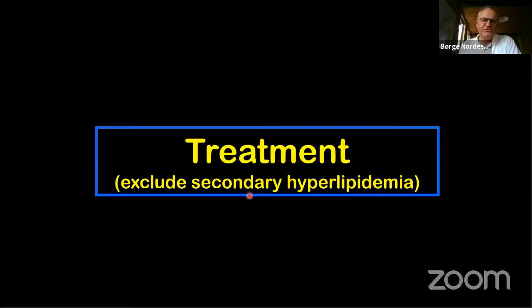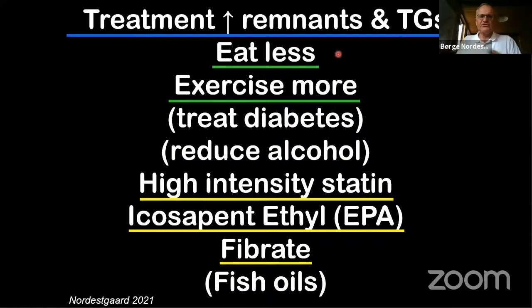Treatment. Please remember to exclude secondary hyperlipidemia. I'm not going into that, but of course, dysregulated diabetes is a very important one. Otherwise, what you want to treat when you have high remnants of triglycerides, of course, is to try to convince the patient to eat less or exercise more. And we all know this is very difficult, even when you try to convince yourself to lose a little bit of weight. And then it's very essential to treat diabetes optimally for glucose control, because high triglycerides and high glucose are related. And then, of course, there's a lot of alcohol intake, try to reduce that.